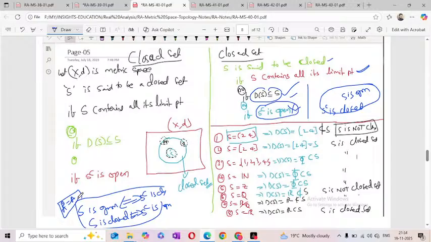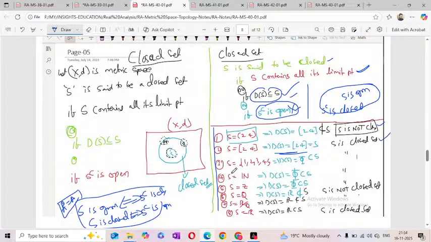Now we'll see the examples. Here we will take the usual metric, not the discrete metric. The first one, S is equal to the open interval (2, 4). What is the derived set? The closed interval [2, 4]. So it is not a subset of S, so this S is not a closed set in the usual metric. Next one, S is equal to the closed interval [2, 4]. What is the derived set? The closed interval [2, 4], equal. So it is a closed set.